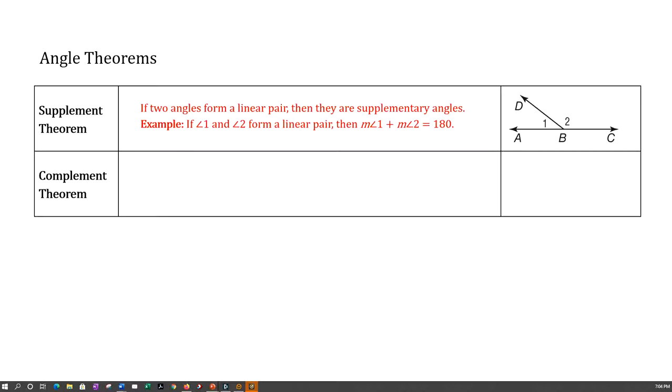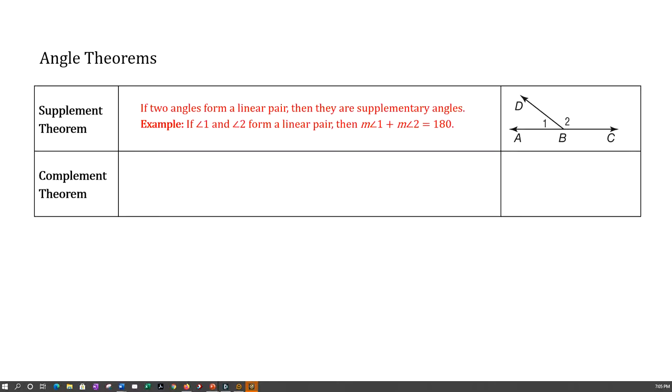Notice we're talking about linear pairs here, so we want to start with that. But we know that if angle 1 and angle 2 form a linear pair, which we see in our picture that they do, then angle 1 plus angle 2 has to equal 180 degrees. It's going to come in very handy as we're trying to do a lot of these proofs.